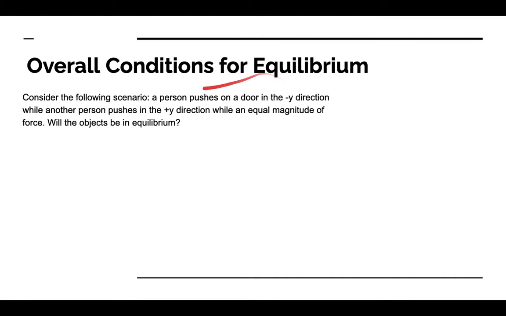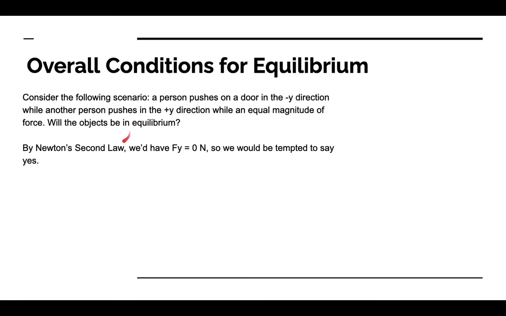So consider the following scenario. A person pushes on a door in the negative y direction, while another person pushes in the plus y direction with an equal magnitude of force. We ask, will the object be in equilibrium? Based on what we learned in Unit 2 with Newton's second law, we'd have that our net force in the y direction is equal to 0. So we would be tempted to say that yes, our object is in equilibrium.